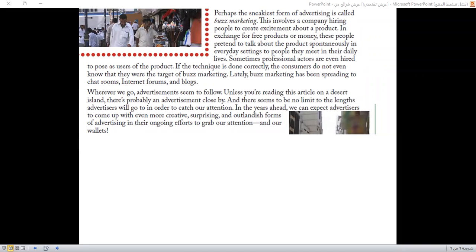Lately, buzz marketing has been spreading to chat rooms, internet forums, and blogs. Wherever we go, advertisements seem to follow. Unless you're reading this article on a desert island, there's probably an advertisement close by. And there seems to be no limit to the lengths advertisers will go to in order to catch our attention. In the years ahead, we can expect advertisers to come up with even more creative, surprising, and outlandish forms of advertising in their ongoing efforts to grab our attention and our wallets.